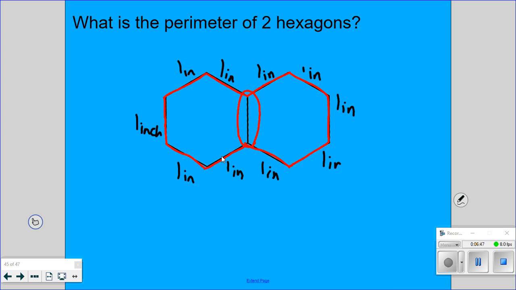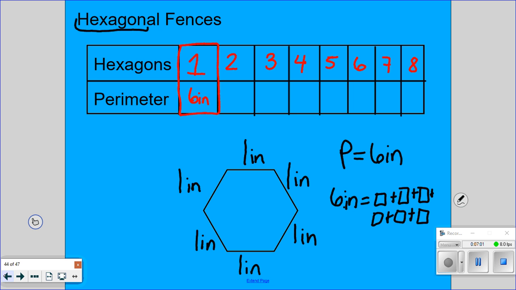I should see lots of hands. Perimeter is not that tricky, especially because it's just labeled. Finley? 10 what? 10 inches. Look at our chart. Find where we're measuring 2 hexagons. Now we're going to write 10 inches. I'm finished with the whole thing. All right. We did 2 hexagons.